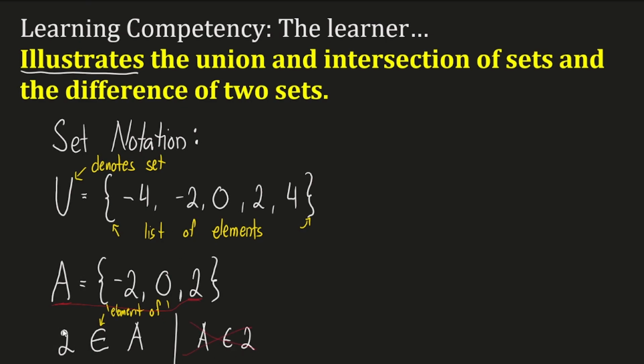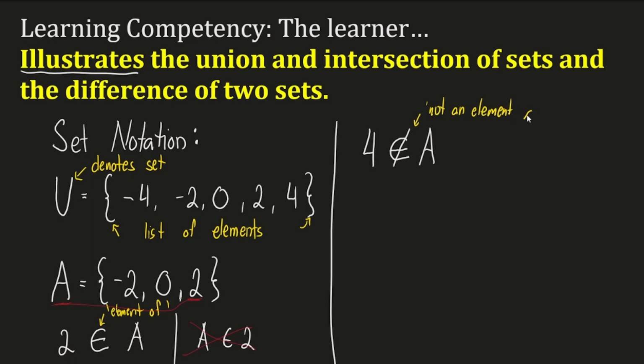You say the element first. Is it an element of? Then the set. What if I grab one of the elements from our universal set? Let's say +4. Is it going to be an element of A? No. So we're going to denote that or illustrate that by just using the same thing, but we cross it out. So this one denotes not an element of A.